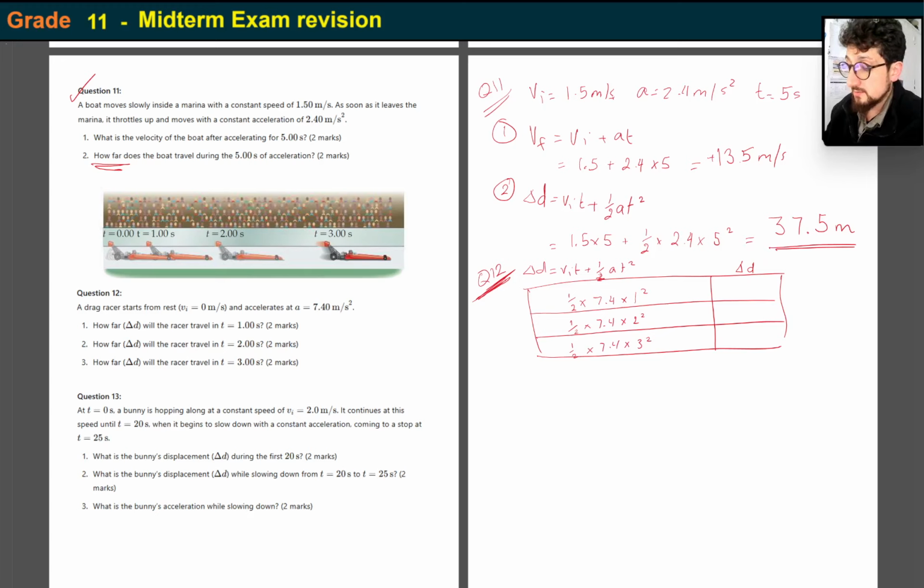And so we should get 3.7 times 1. The next one is going to be 3.7 times 4, 14.8. And the third one is going to be 3.7 times 9, 33.3 meters. Okay? And I've decided to stick to 3 significant figures. So that first one should be 3.70.